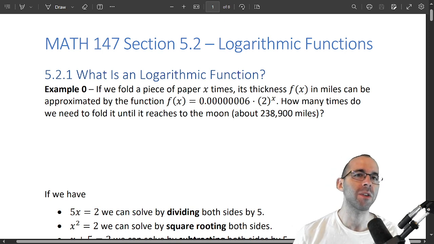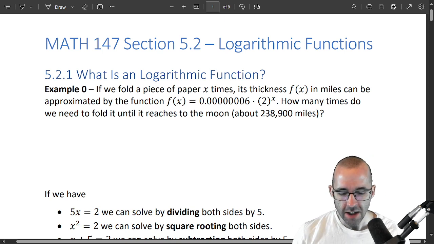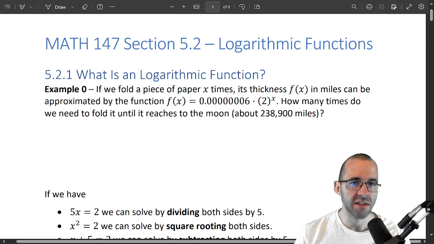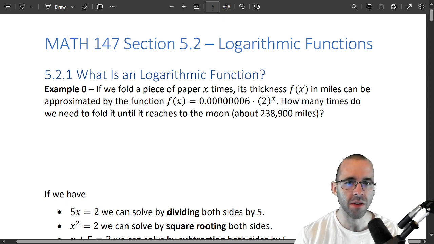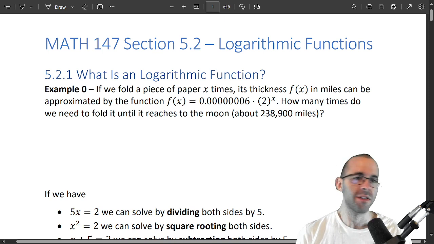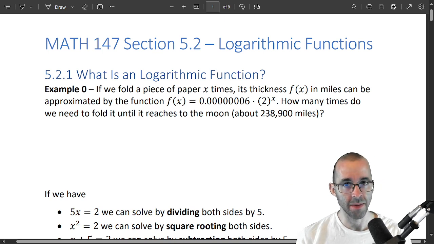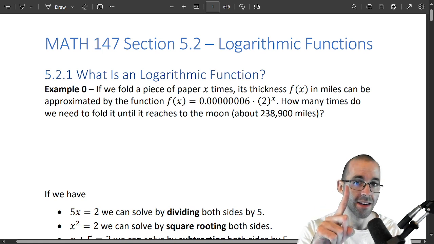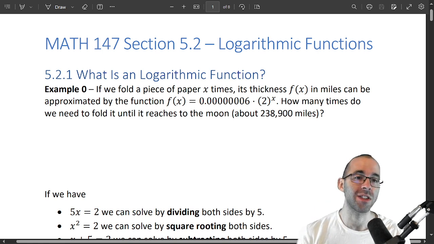So let's start with a familiar example from last section. We fold a piece of paper X number of times. Its thickness, F in miles, can be modeled by this function approximately. How many times do we need to fold it until it reaches the moon? So we answered that last time by graphing it on Desmos. Today, we're going to answer this question with logarithms.